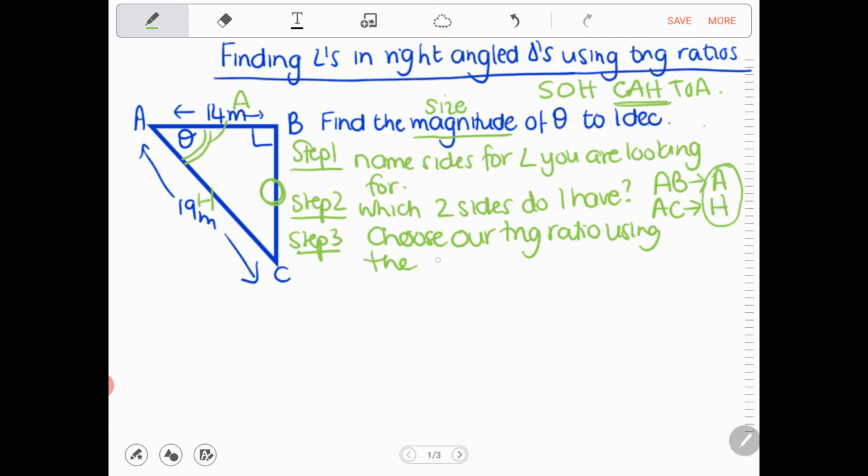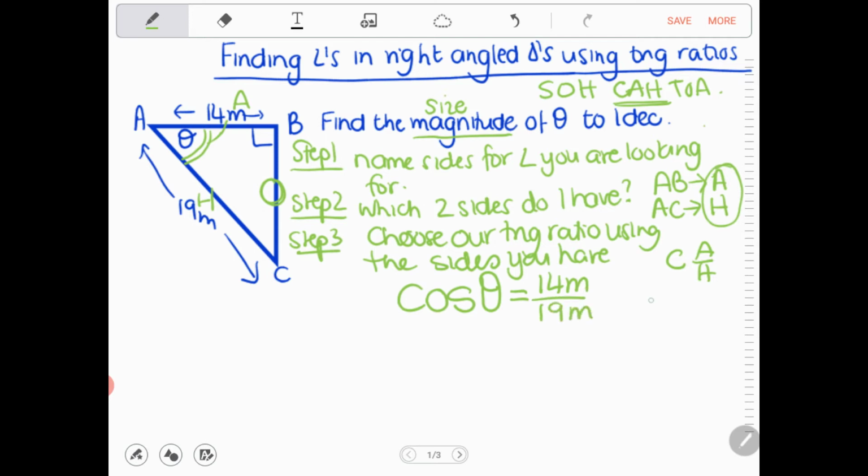Using the sides you have, we decided it was going to be cos, and it's got to go with cos of theta, because theta is the angle that I used to name the sides. So cos of theta is going to be adjacent over hypotenuse. Adjacent is 14, hypotenuse is 19. Then we're going to solve the equation.